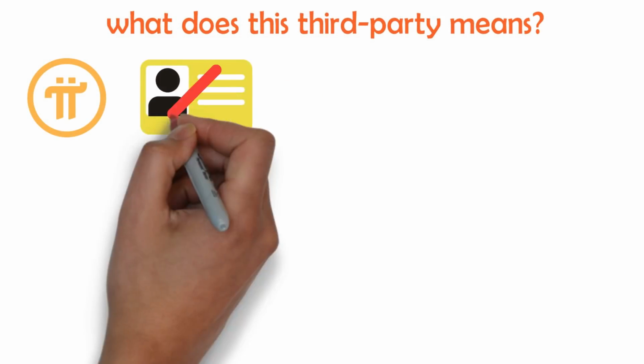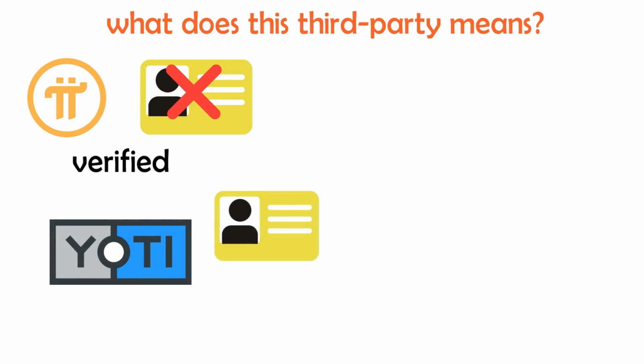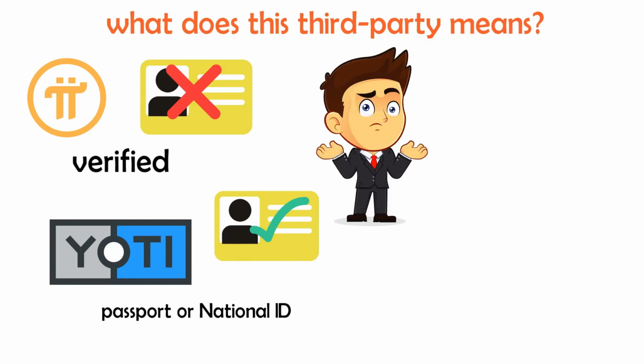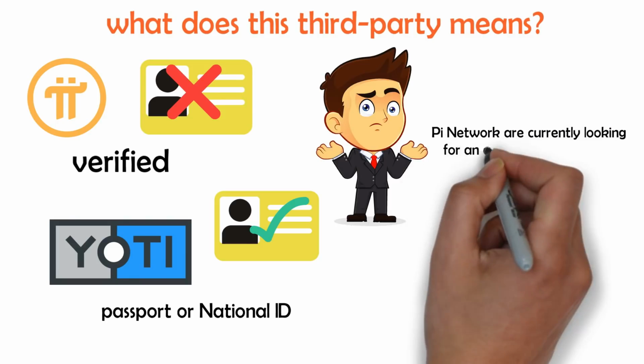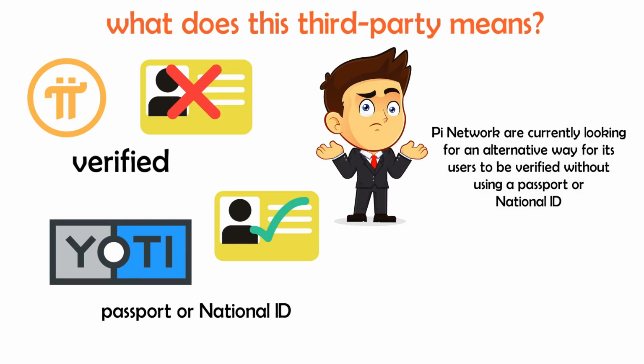This means that Pi Network won't accept your IDs to be verified, but instead presents them to Yoti. You should verify yourself in Yoti using your passport or national ID. But if you don't have it, no need to worry because the Pi Network is currently looking for an alternative way for its users to be verified without using a passport or national ID.